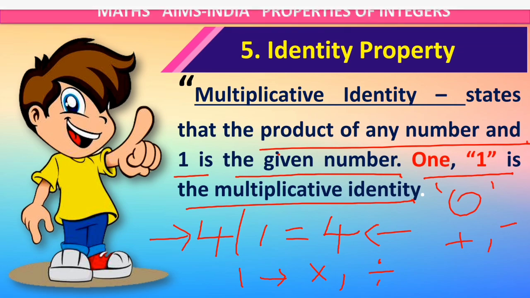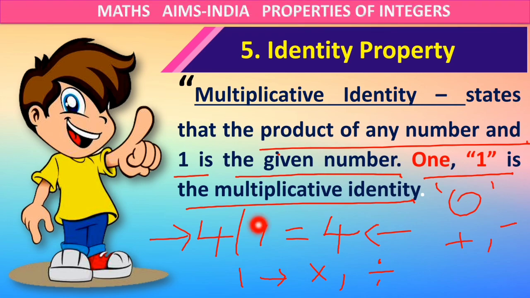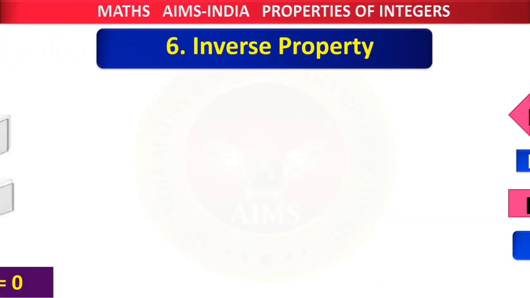Identity property states that when we add, subtract, multiply or divide a number, then the answer should also be the given number. When we add or subtract 0 from a given number, we get the number only. So 0 becomes the identity for addition and subtraction. When we multiply or divide a certain number with 1, we get the same number as the answer. So 1 becomes the identity for multiplication and division. Clear, class? Okay. The next property is inverse property.